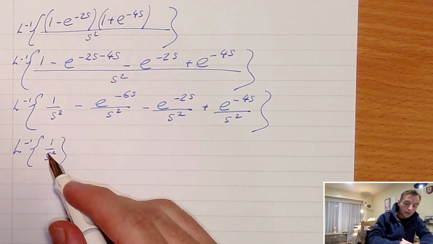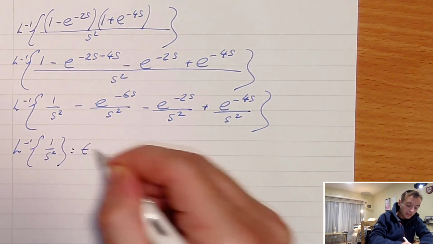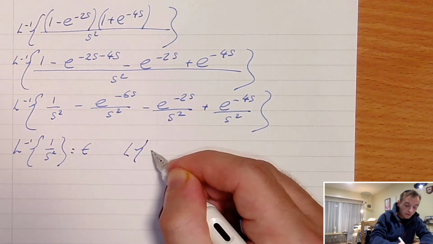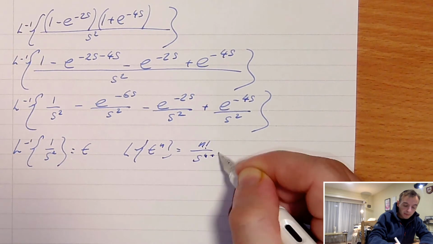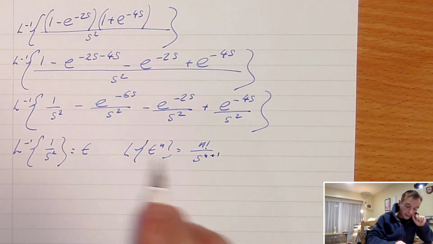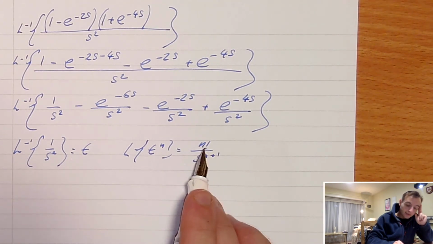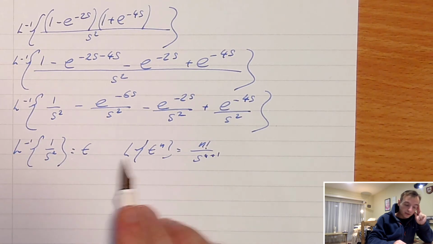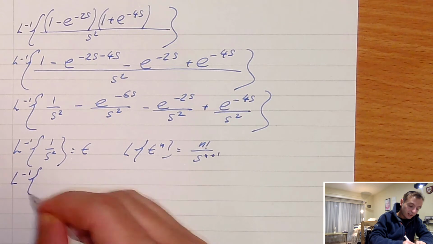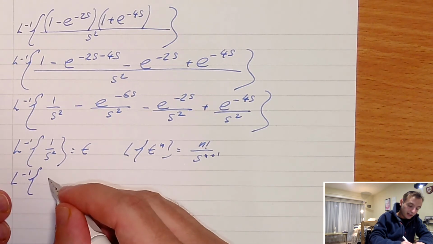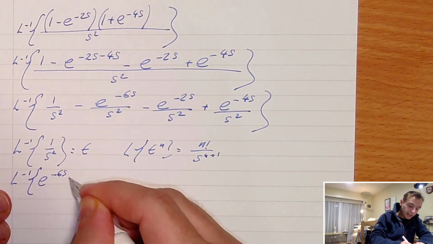So for the first one, 1 on s squared, that's just going to be t, because the Laplace transform of t to the n equals n factorial on s to the n plus 1. So therefore, if n equals 1, it's going to be 1 factorial on s to the 1 plus 1, 2, and that's going to give 1 on s squared. So that's correct.